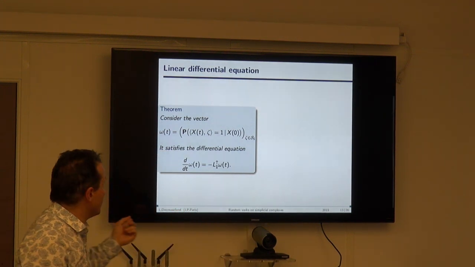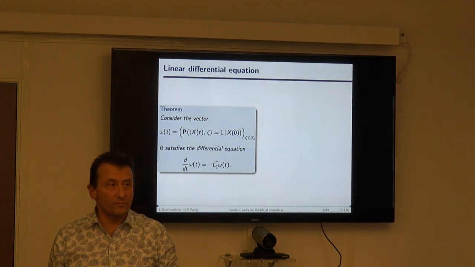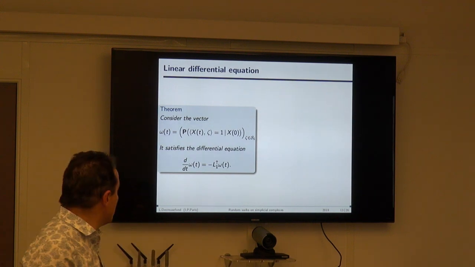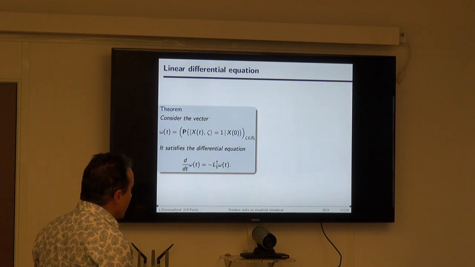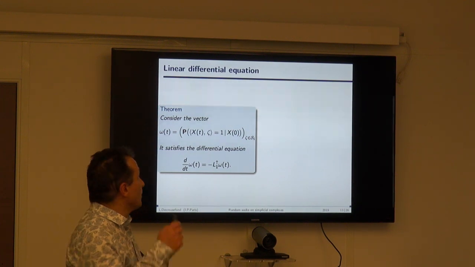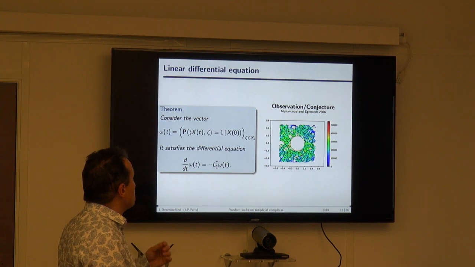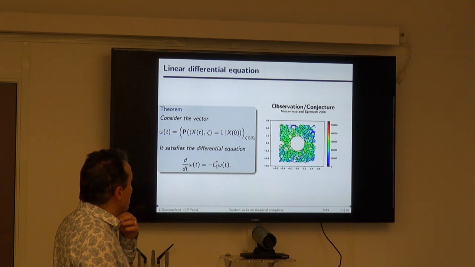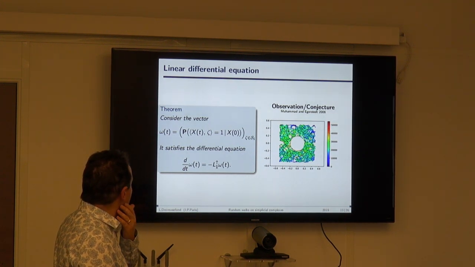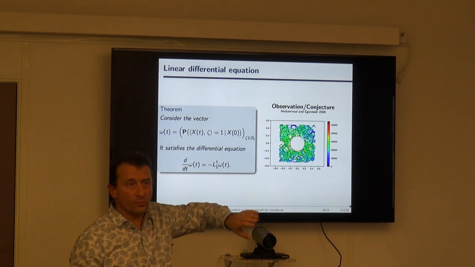At time t, it's not very difficult to show that it satisfies this differential equation: d over dt of omega t is minus L1 of omega t. And there is an observation, a conjecture by Muhammad and Eggerstedt. The paper was published, but they did not publish anything more. But just look at this equation in a proper context like this.